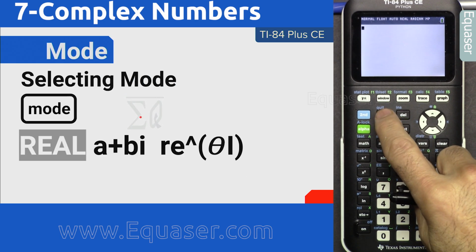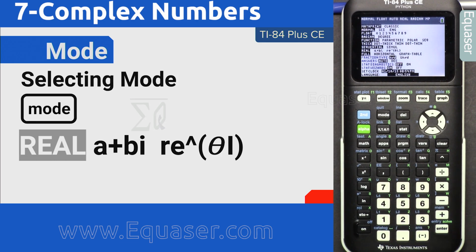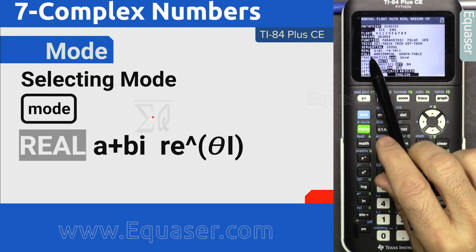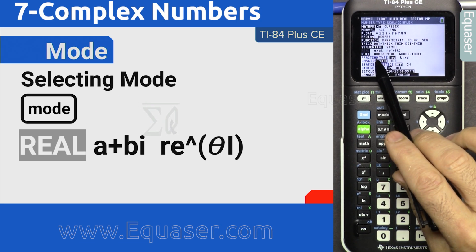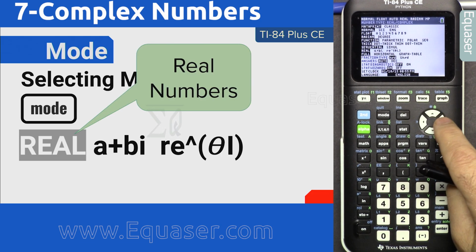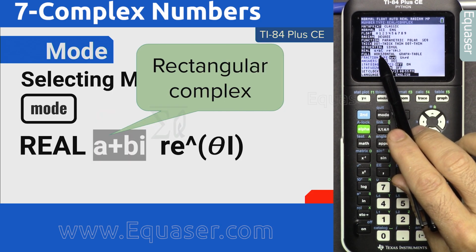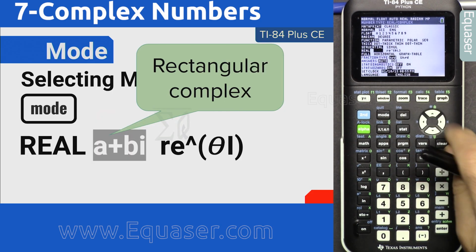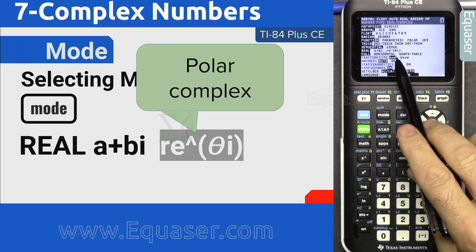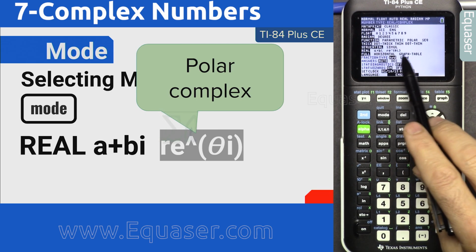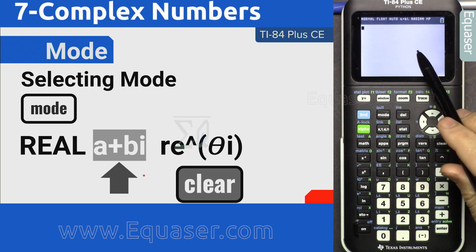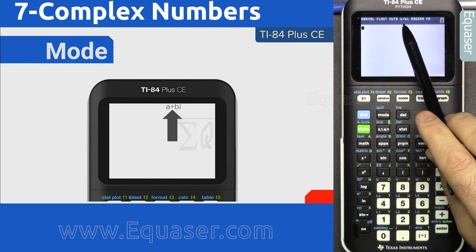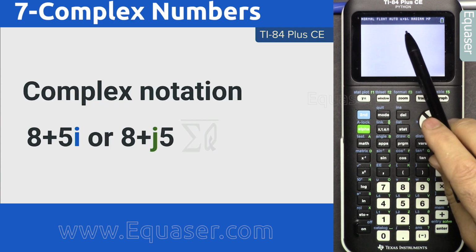Now if we press mode and scroll down to this portion where it says real, this is a real number. If I scroll down here on this side, that is rectangular complex, and if we scroll to the right, that is polar complex, the settings for this calculator. Let's set it to rectangular and press enter, clear to exit. And here on this screen you can see the setting is rectangular.